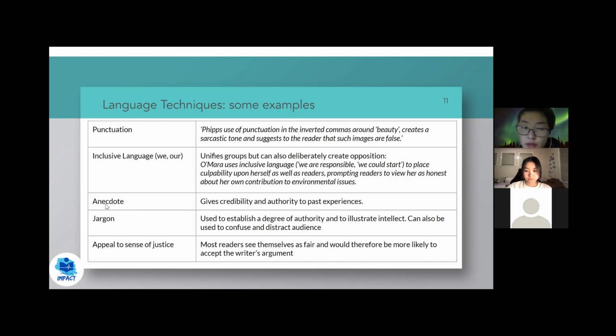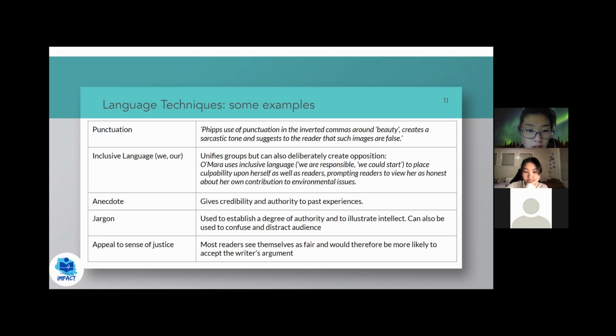Anecdote, the intended effect is typically to give credibility and authority to the past experiences. And we've got jargon, used to establish a degree of authority and to illustrate intellect. It can also be used to confuse and distract the audience, especially when you're just like, what the heck is going on?